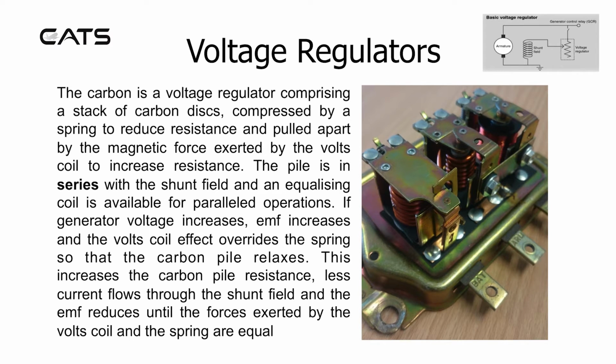If generator voltage increases, EMF increases, and the volts coil effect overrides the spring, so that the carbon pile relaxes. This increases the carbon pile resistance. Less current flows through the shunt field, and the EMF reduces until the forces exerted by the volts coil and the spring are equal.